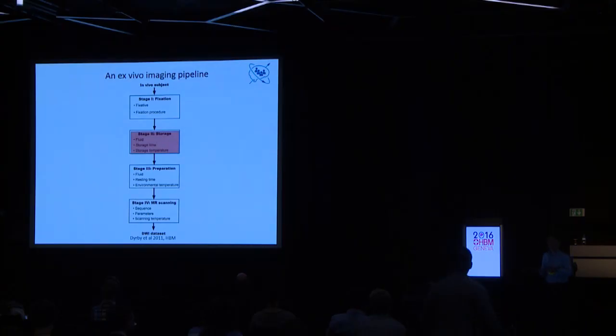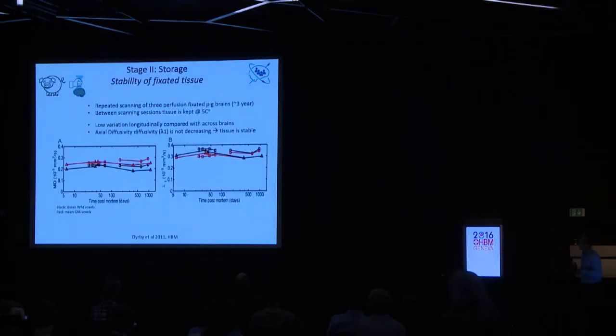Now we have a fixated brain, and then we need to store it. So the question is, how stable is the tissue over long times? We investigated it for about 3 years. We followed 3 different brains with repeated scannings. And between the scan sessions, we placed the tissue at about 5 degrees.